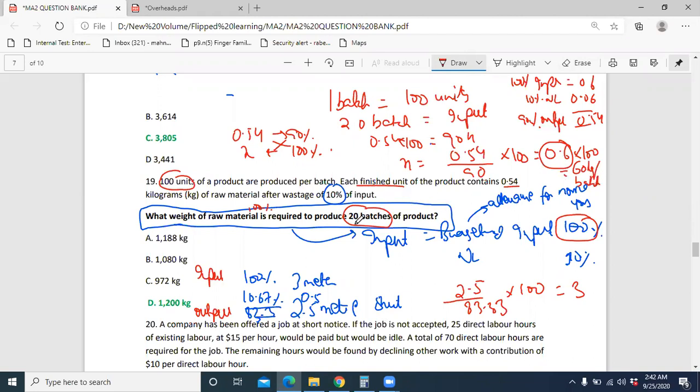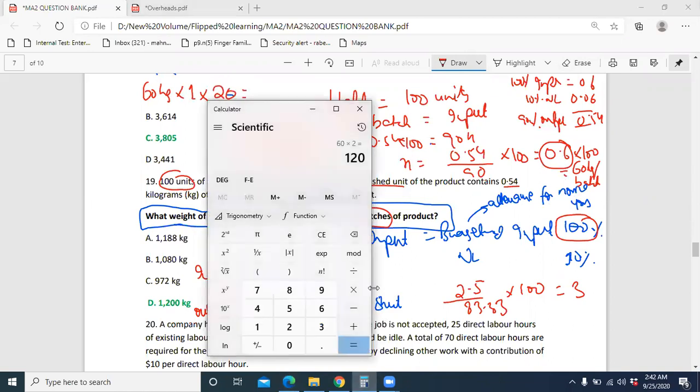And now you require for 20 batches, right? So 60 kg is required for one batch. Now I need the quantity required for 20 batches. So simply multiply 60 into, not 2 but 20, since you require for 20 batches. 60 into 20, that is 1200.